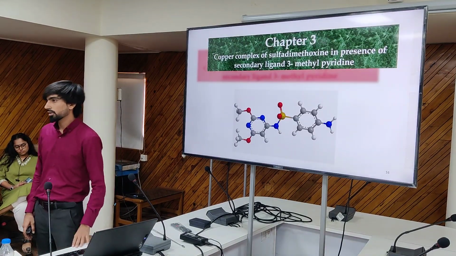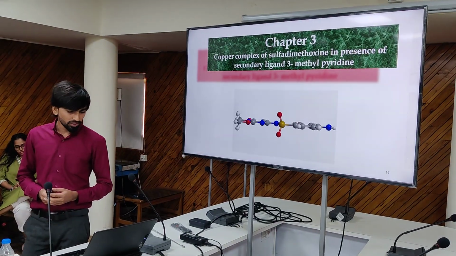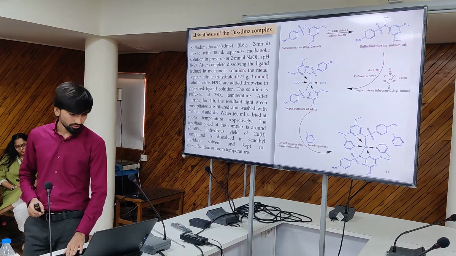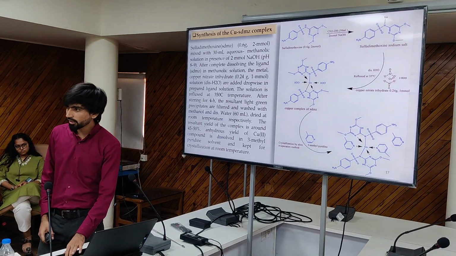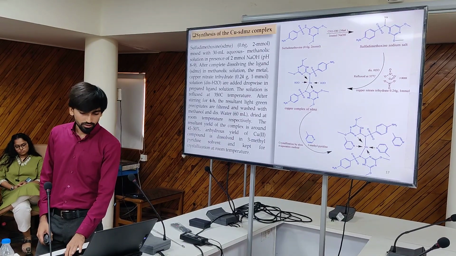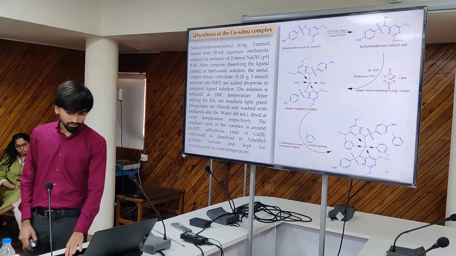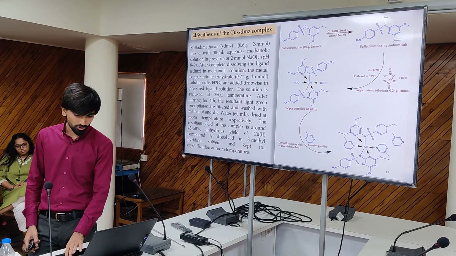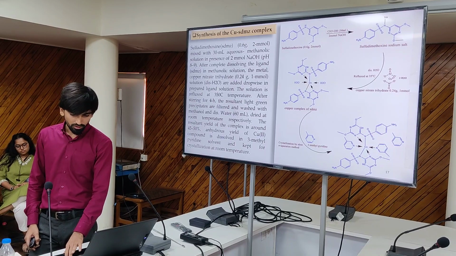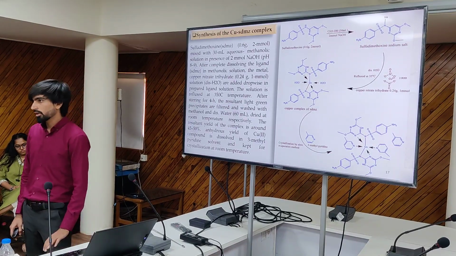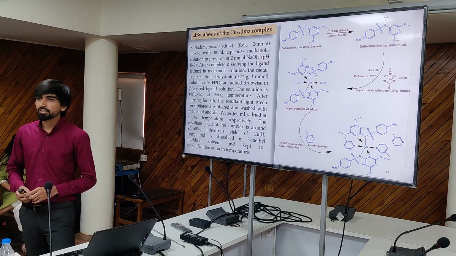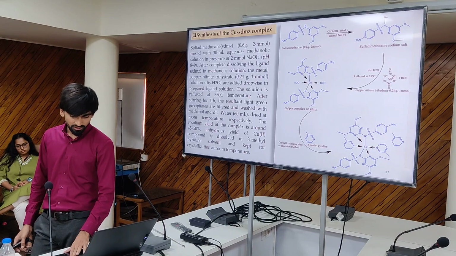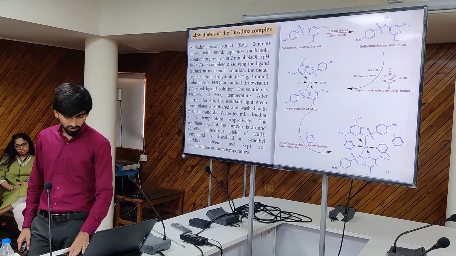Chapter 3. The title of chapter 3 is copper complex of sulfadimethoxine in the presence of 3-methylpyridine. Synthesis of the complexes: I use a 2:1 ratio of sulfadimethoxine and copper nitrate. The copper nitrate is dissolved in the solvent and the sulfadimethoxine is dissolved in methanolic solution, and they are mixed using the reflux method at 35 degrees temperature. I get a powder, which is in pure crystalline form. After getting the powder, I go for 1H NMR and FTIR spectroscopy, and then go with the single crystal X-ray diffractometer using the 3-methylpyridine solution.